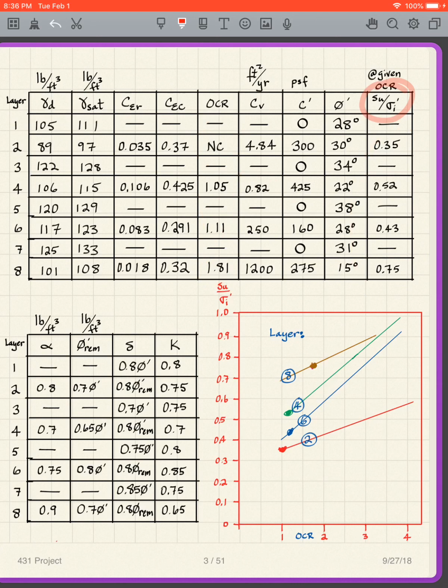So in other words, that's 1.0, 0.35, so I come in here, oh, that's right there. And then this line gives the strengths at different OCRs. Similarly, if we look at, let's take that one, 1.81, 0.75. So I come in here at 1.81, 0.75, that's layer 8, and that gives us this line. So that's how you interpret that particular graph.